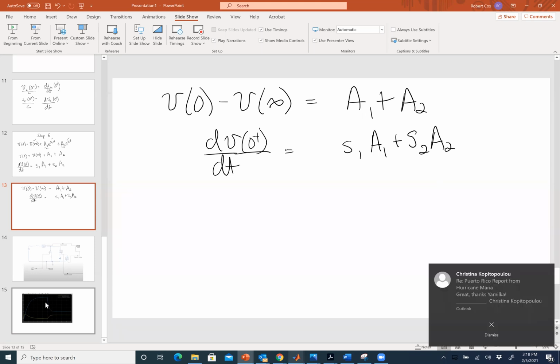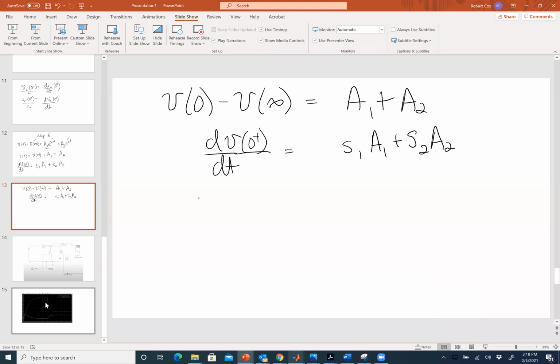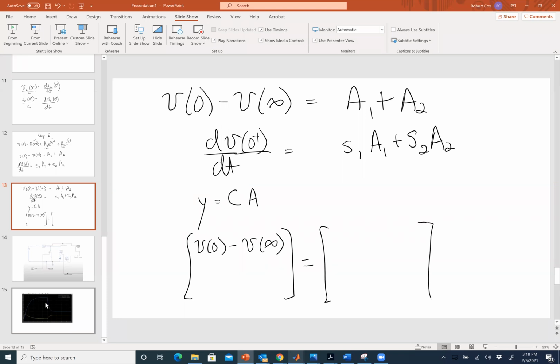All right. So the way that I defined this is I put this in matrix form and I called the matrix Y equals C times A. And I said the first row of this is V of 0 minus V of infinity. Let's do it row by row. How do I enter that top equation? 1, 1.